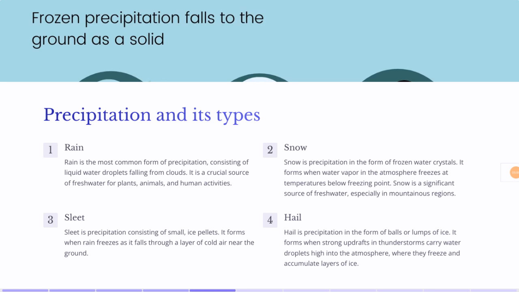3. Sleet. Sleet is a precipitation consisting of small ice pellets. It forms when rain freezes as it falls through a layer of cold air near the ground. 4. Hail. Hail is precipitation in the form of balls or lumps of ice. It forms when strong updrafts in thunderstorms carry water droplets high into the atmosphere, where they freeze and accumulate layers of ice.